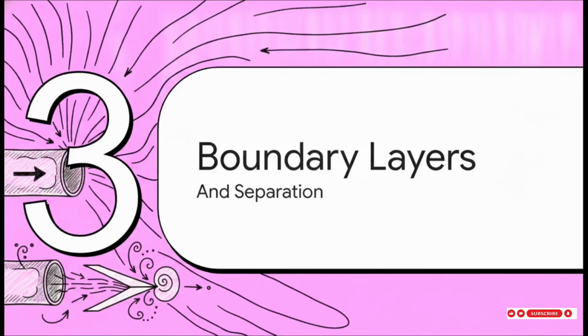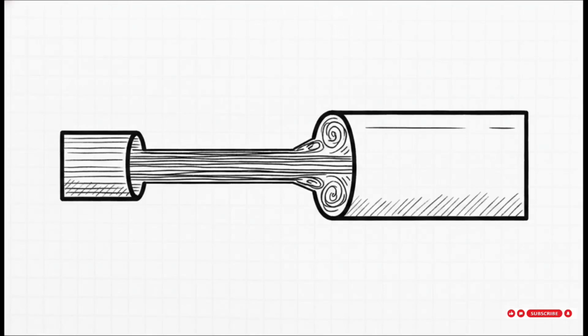Section 3. Boundary layers and separation. Fluids don't just flow in a vacuum, right? They interact with the stuff around them. As fluid moves through a pipe, friction against the solid wall creates what we call a boundary layer. In this layer, the outer fluid drastically slows down. But here's where it gets interesting.